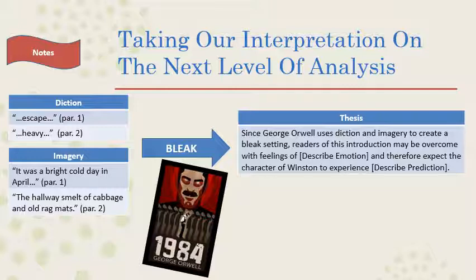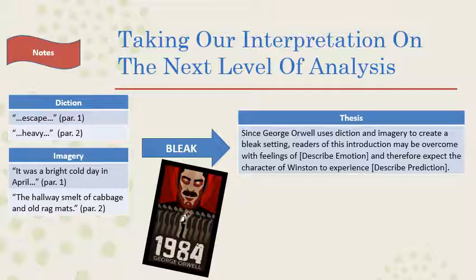And therefore expect the character of Winston to experience blank. So if we're noticing diction and imagery, and it's creating this kind of world that brings up these emotions in us, then how do we take that and apply that to the story? What's going to happen in the story? What kind of lesson might we learn from the story? What kind of things might happen in the story? And that's where our thinking, our interpretation, our analytical skills really come into play.